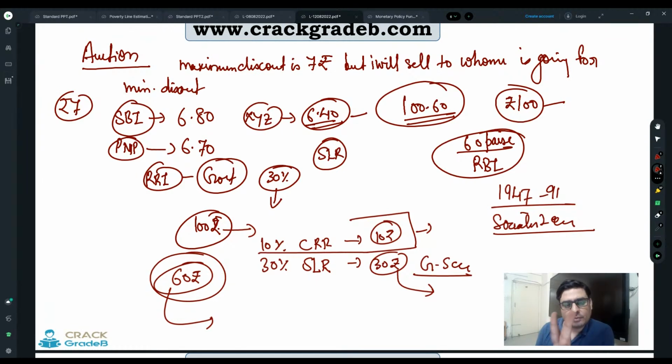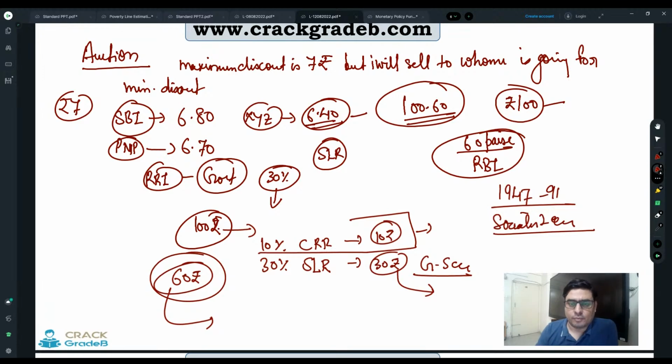SLR requirements have two objectives. One is what? It is going to provide cheap liquidity to whom? Cheap liquidity to the government, because government securities are the preferable thing for banks to maintain their SLR. Another thing, if the government through RBI is going to absorb that liquidity, then the liquidity in the system for private people, common people, is going to decrease.